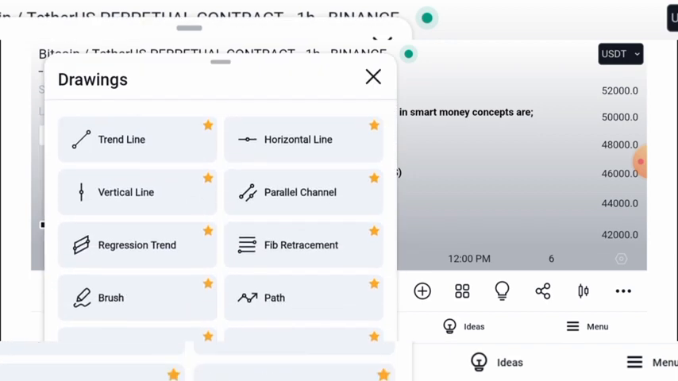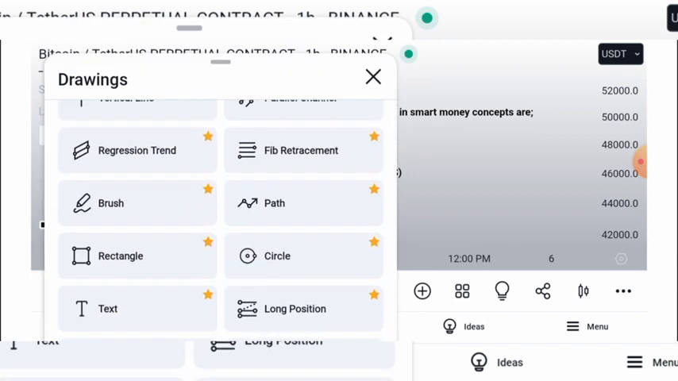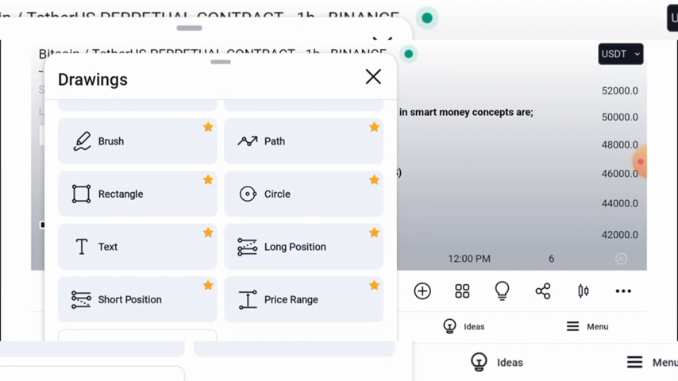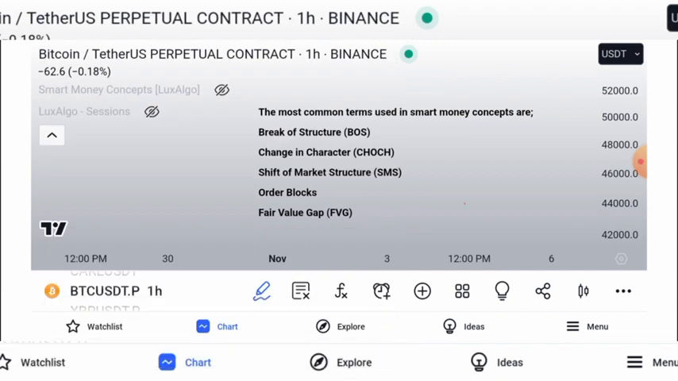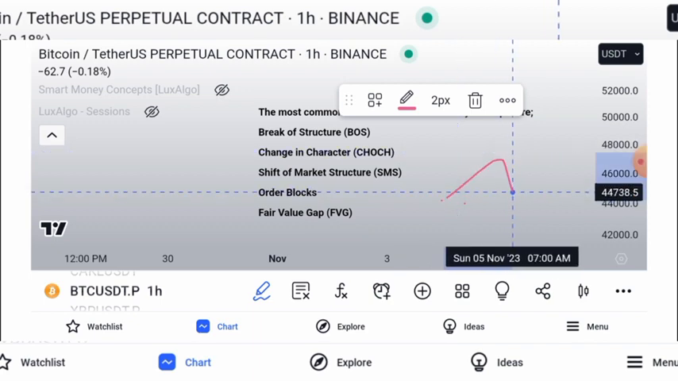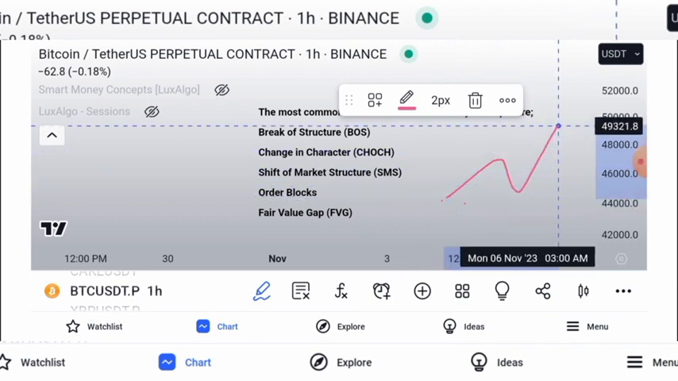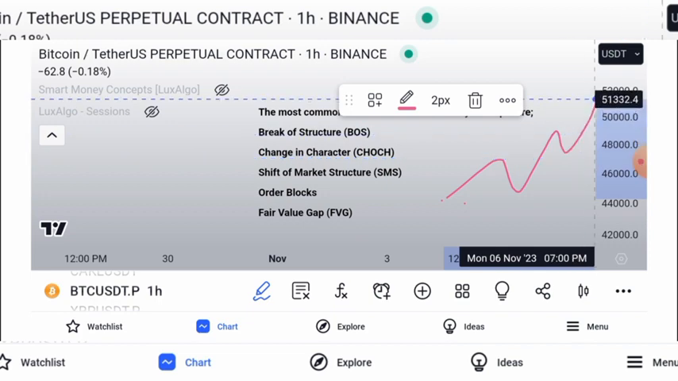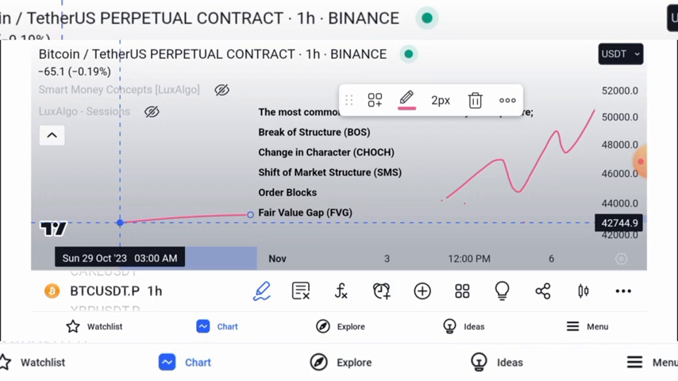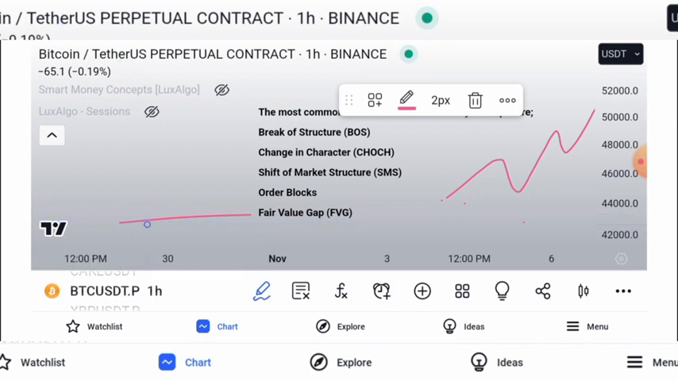So whichever one you are having, let me pick out my pencil or brush, whatever you call it. So let's say we have something like this that is going up, down, up, come down, up, like that. So this is what we can call an uptrend market.